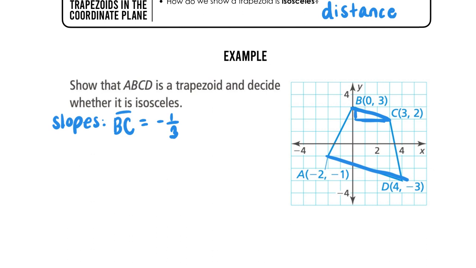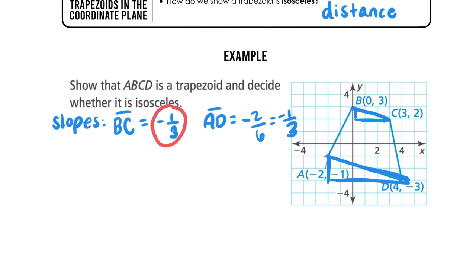The side that looks parallel to it is AD. So let's find the slope of that. Count rise over run. Looks like it's down 2 over 6, so it'd be negative 2 over 6, which is negative 1/3. So we just need to say those slopes are the same, so it has that one set of parallel sides. If you want to be extra sure, verify that the slopes of the other two are not the same, but they're definitely not. You can tell that by looking at it.